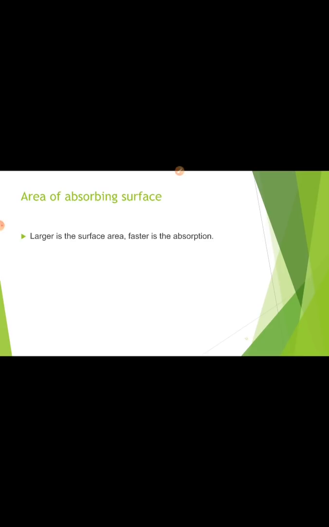The third point is area of absorbing surface. The larger the area, the faster is the absorption. To give you a simple example, again you must have studied in physiology: if the drug is given and it goes into the small intestine, what is the area of the small intestine? It is very large as compared to the large intestine and stomach, right?